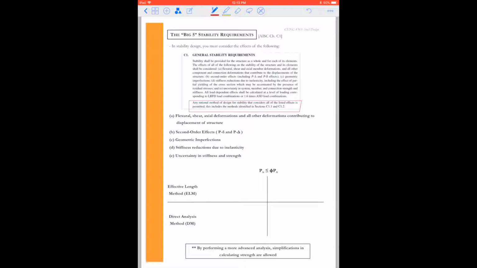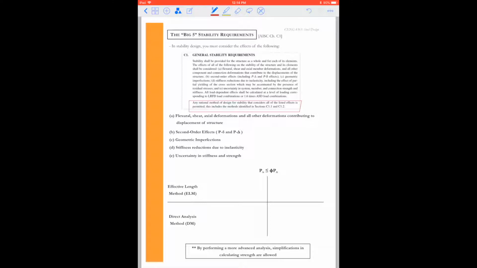Okay, and so I think that's the key. We need to make sure that we're being rational when we do our analysis and make sure we account for A through E accordingly. So what are A through E? Well, first we need to make sure our analysis is capturing all the flexural, shear, and axial deformations in the system that will contribute to the displacement of the structure.